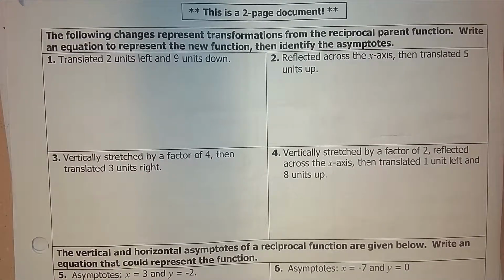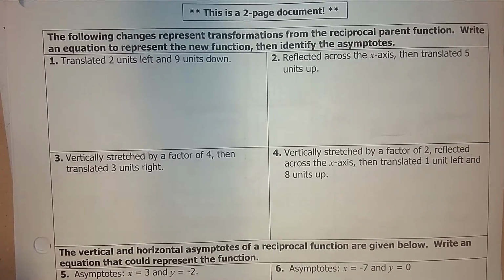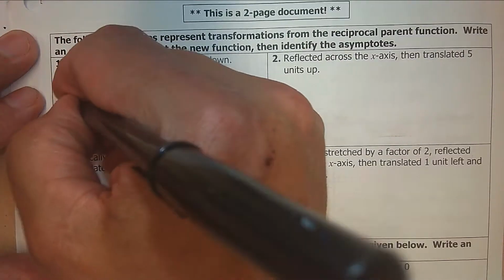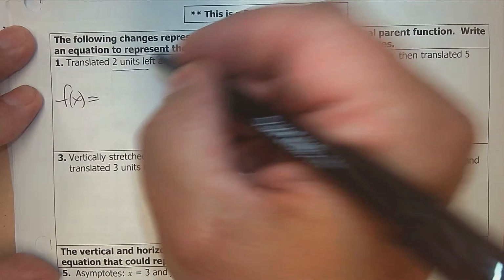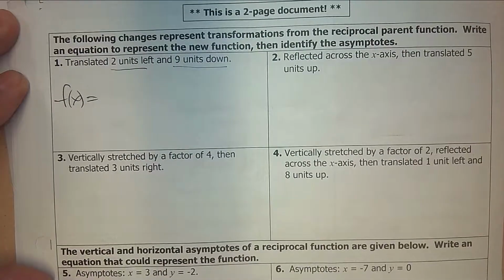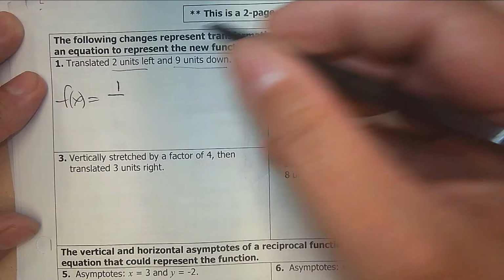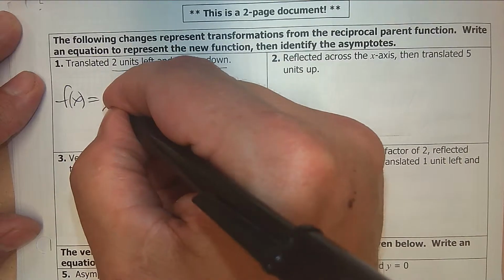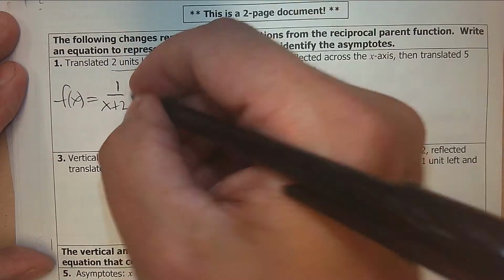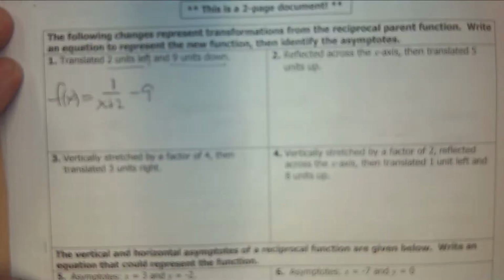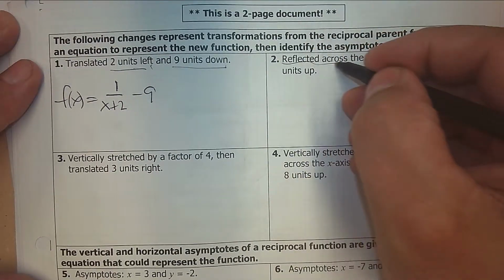First, can you write reciprocal functions? So if you translated 2 to the left and 9 down, what would that look like? So no reflections, no stretches, so it's 1. And now 2 to the left, we do the inverse. We're going to add 2, and then 9 units down, we subtract 9. That's it.